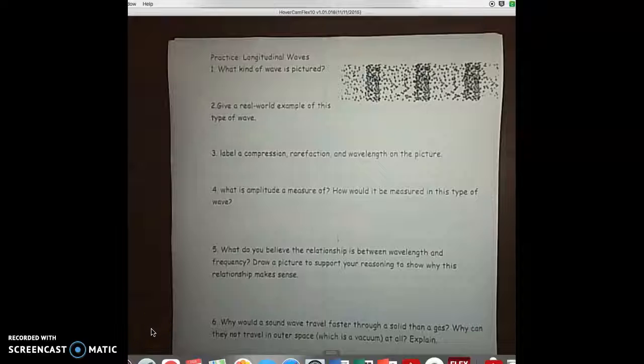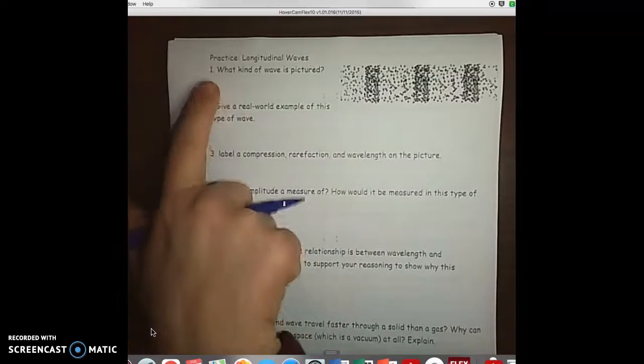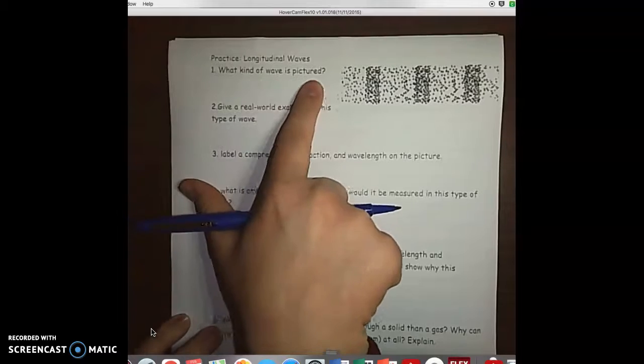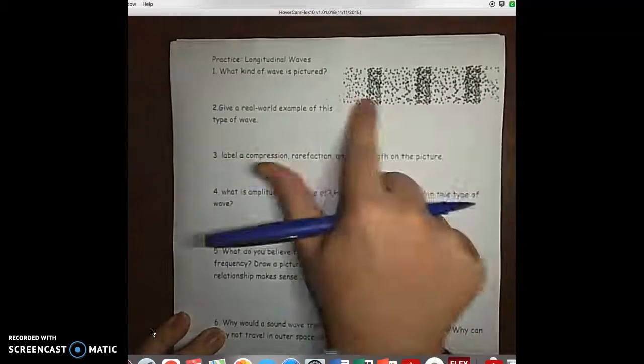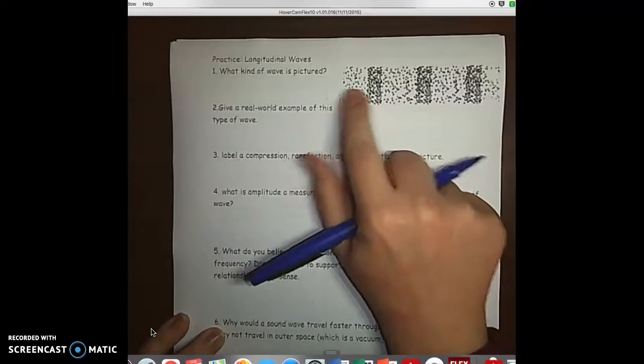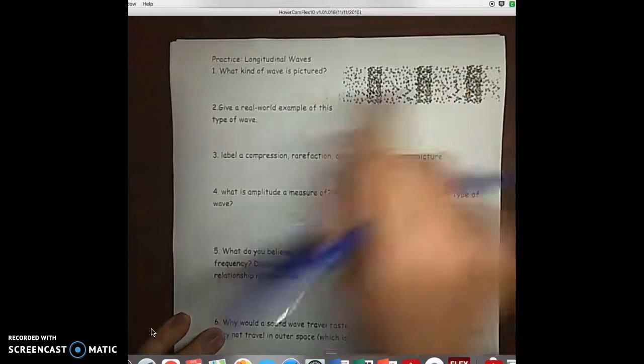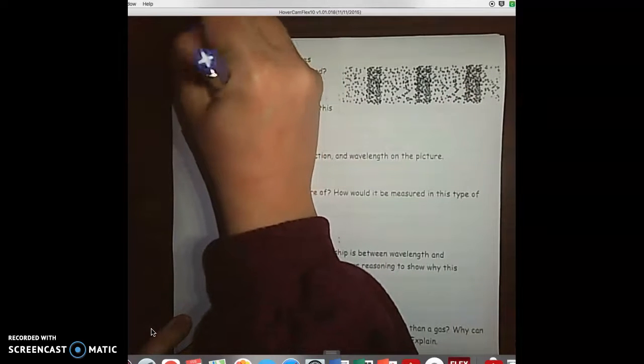All right, so this is the practice longitudinal waves page. So the first question says, what kind of wave is pictured? So they're talking about this wave. So we know that this type of wave is a longitudinal wave.